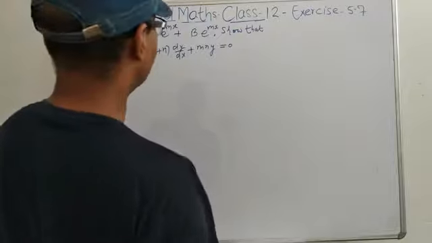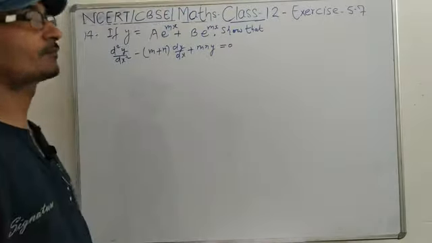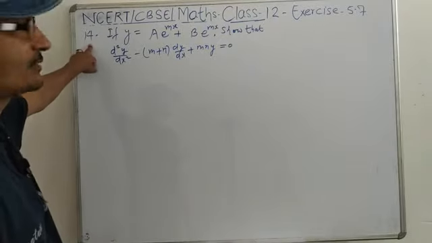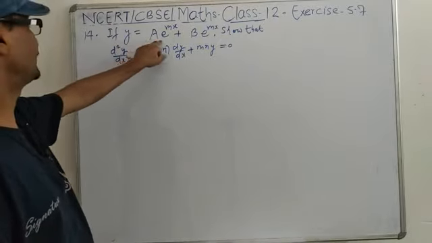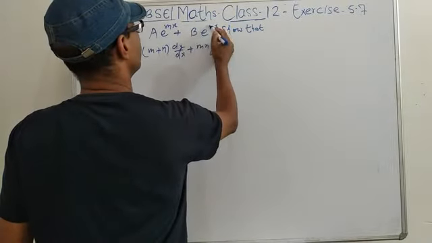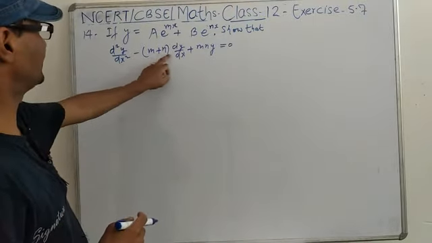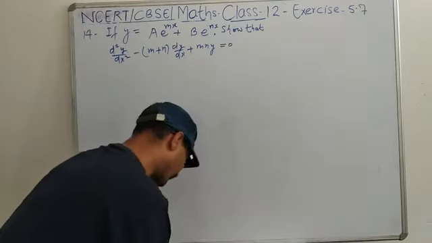From exercise 5.7, today we will do some questions. Question number 14 is: if y is equal to a e to the power mx plus b e to the power nx, then prove that d2y by dx square minus (m plus n) dy by dx plus mn y is equal to 0. Let's check this question once again.